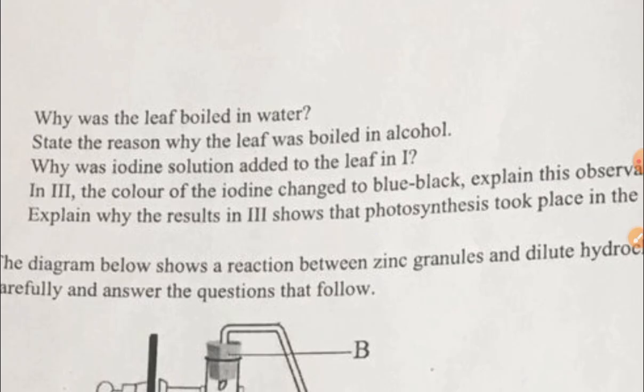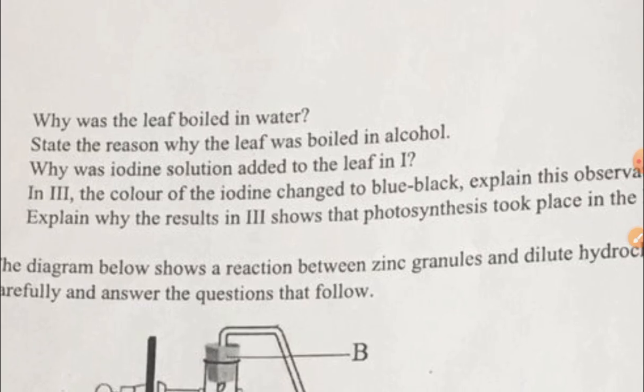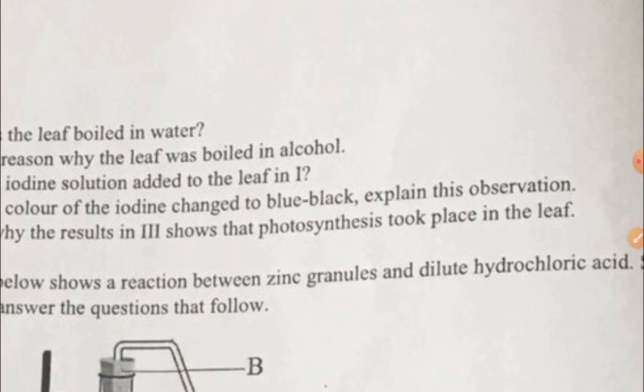You know, with questions like this, just answer the question. Just go straight to the point. Don't say much unless you're asked to explain, like the last question here. Explain why the result in III shows that photosynthesis took place in the leaf. So during photosynthesis, carbon dioxide combines with water in the presence of sunlight and chlorophyll to form glucose. Starch is a type of carbohydrate, which is a complex carbohydrate. So the starch there tells you that carbohydrate is present, or glucose was manufactured.